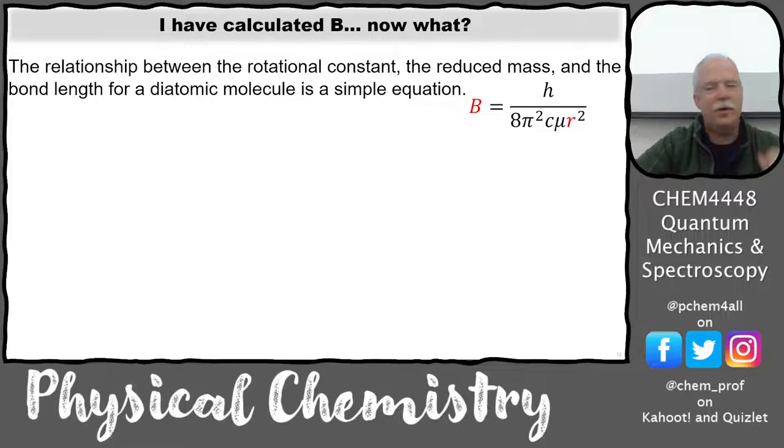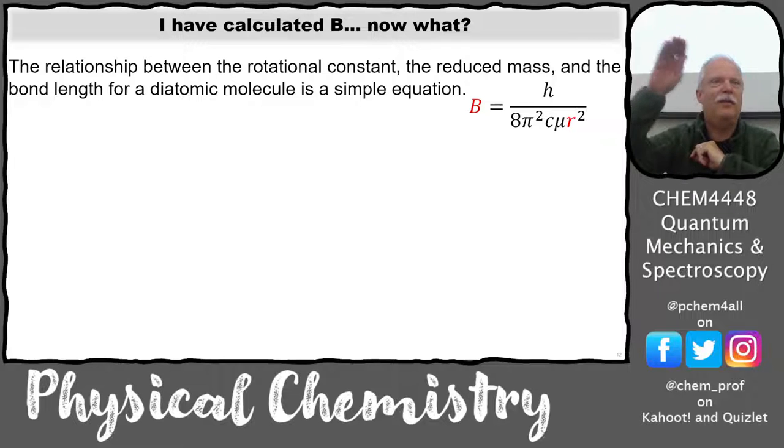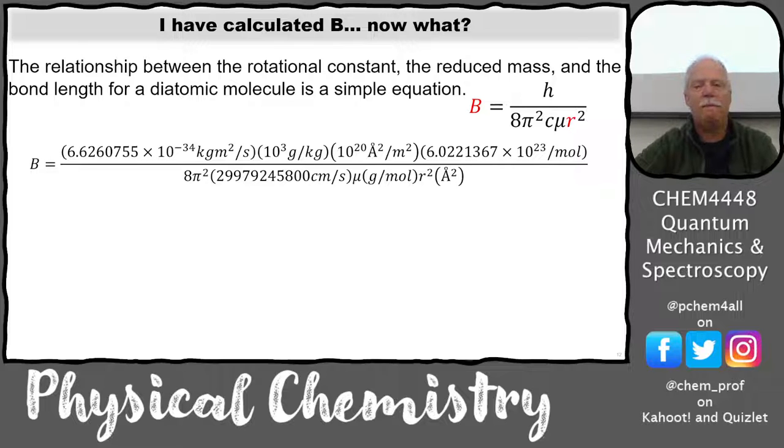So let's do a sample calculation. We've gone through in the lab in 2 weeks, picked all our peaks. We've got a table of frequency values. We've assigned quantum numbers to those, and we've solved for B. So here's B, our rotational constant, and here's our bond length buried in the basement, okay?